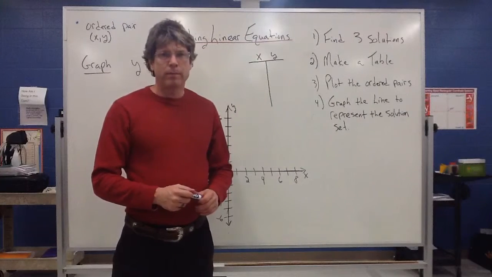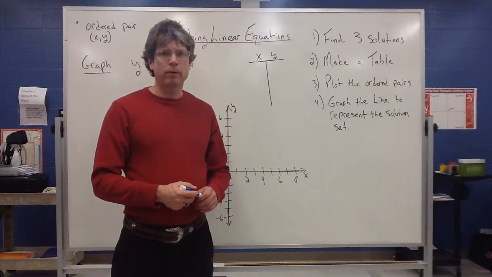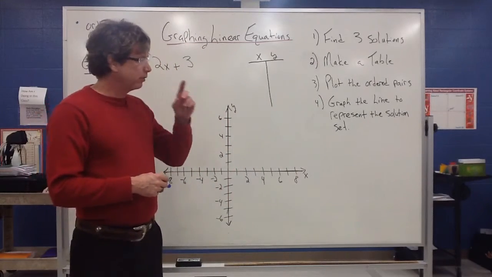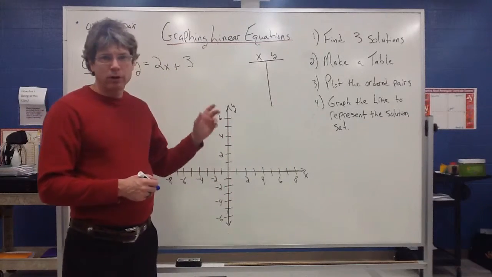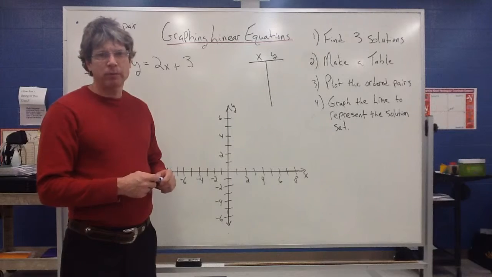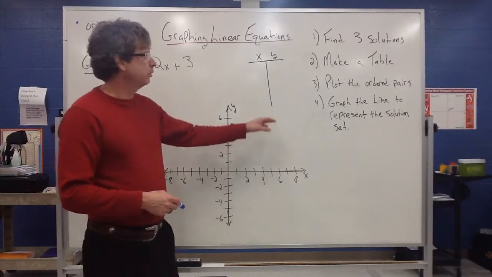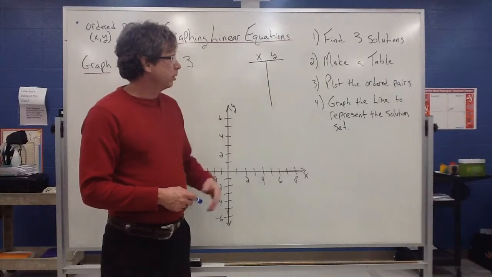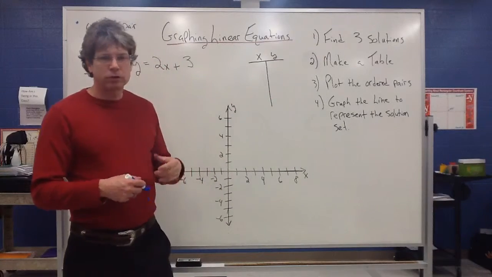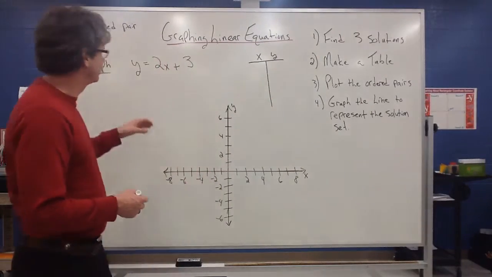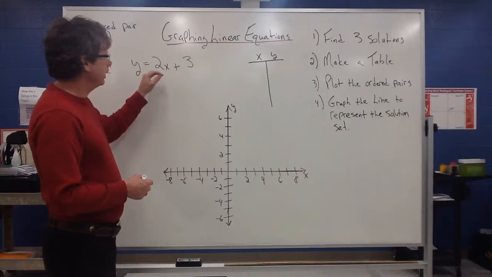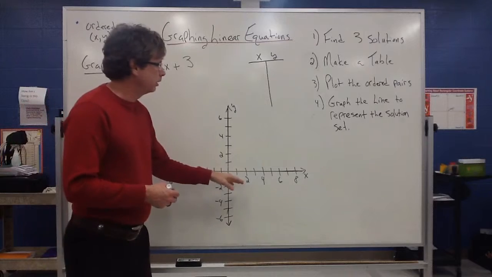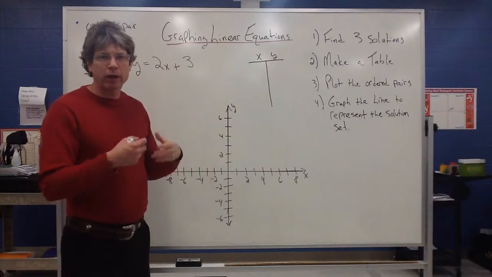So good evening. We're going to do a few more examples graphing linear equations. And again, we're going to use the strategy of finding some solutions, putting those solutions in a table, plotting the ordered pairs, and then we're going to graph the line which is going to represent the solution to the equation. As I said earlier, I can't name all the solutions to this equation, so it's got to be represented graphically. And it just turns out this graph will take on the look of a line.